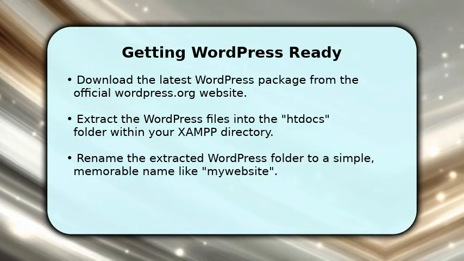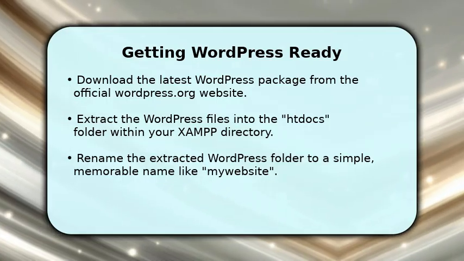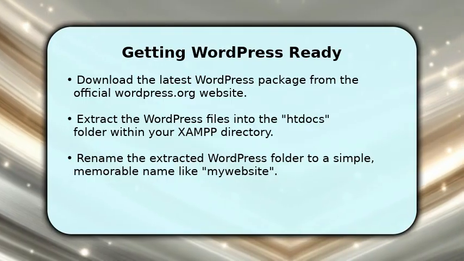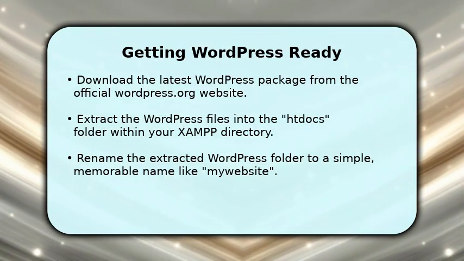Locate your XAMPP installation directory, usually in your C drive, and find the htdocs folder. Copy the extracted WordPress folder into htdocs and rename it to something easy to remember, like My Website or Blog.